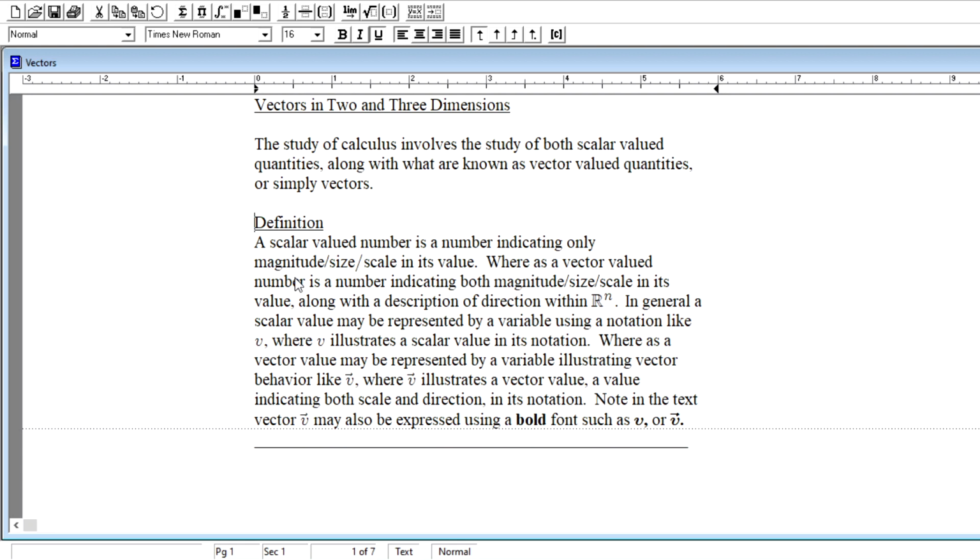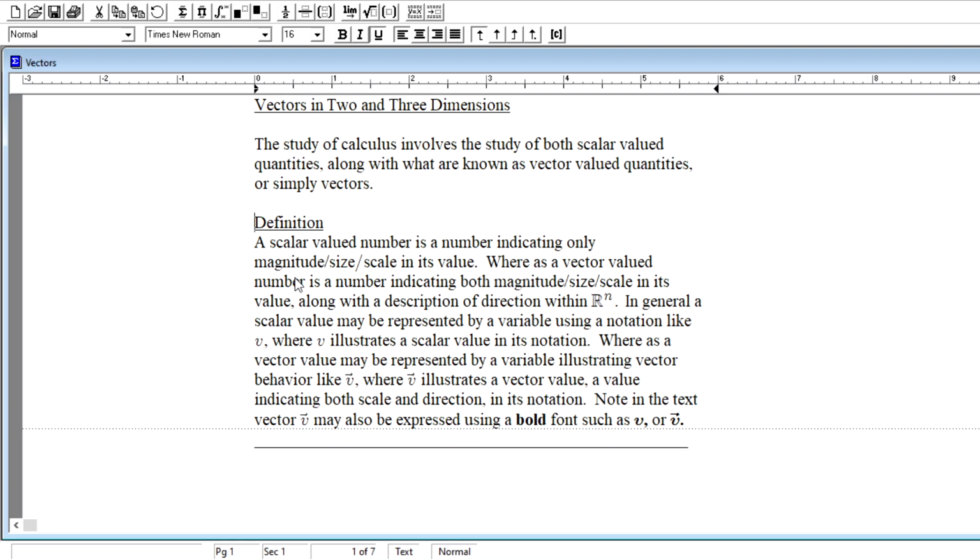associated with the value. Vector valued functions are numbers that indicate both a magnitude, or size, as a scalar valued number would, but along with that description of size, indicate a direction that occurs within an n-dimensional space. And we're going to consider the cases for 2 and 3 dimensional space.